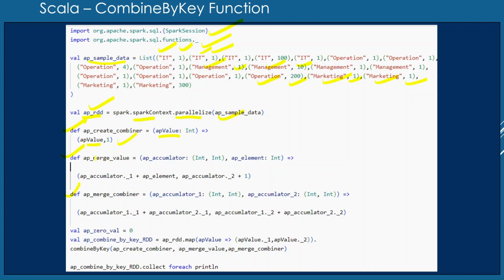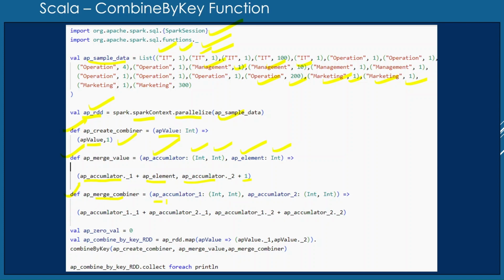Here I am creating one function known as mergeValue. In here I am passing one parameter, the accumulator, whose type is a tuple of Int and Int. I'm also passing one parameter, the element, whose type is Int. What I'm doing is taking the first value of this accumulator and adding it with the element, and taking the second value of the accumulator and adding one to it.